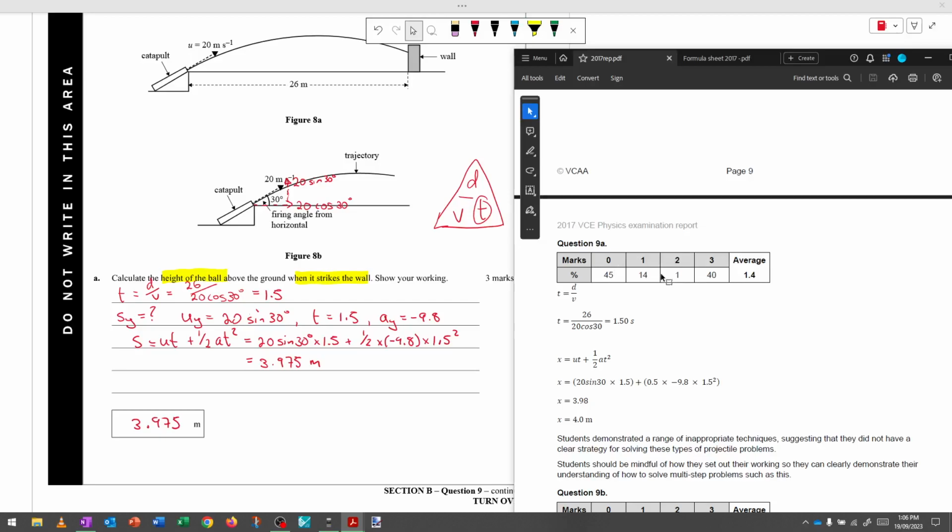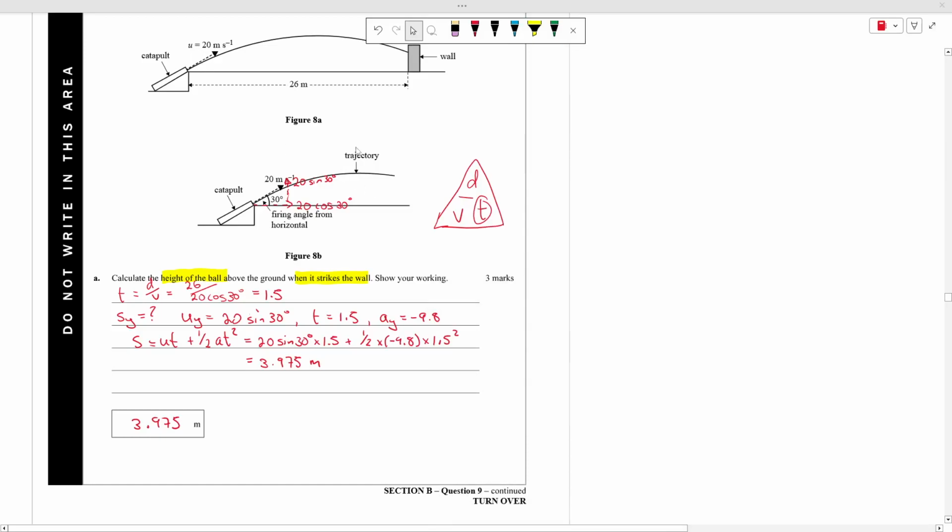The intermediate marks probably came from 1 mark for calculating the time taken and then not knowing what to do from there, something like that. I guess the idea is make sure you're familiar with projectile motion questions. Typically, you're going to have to do things in 2 parts.